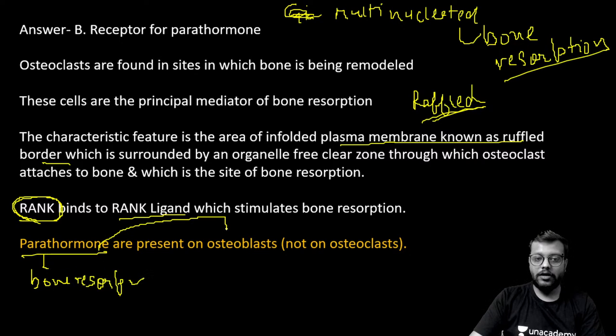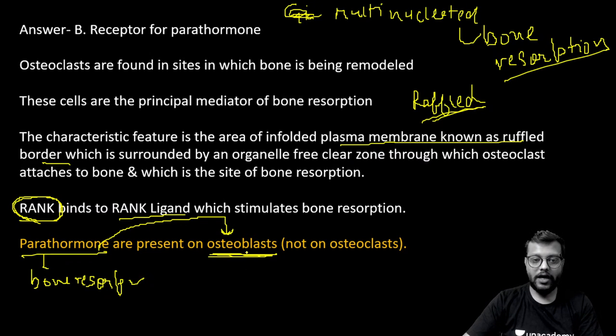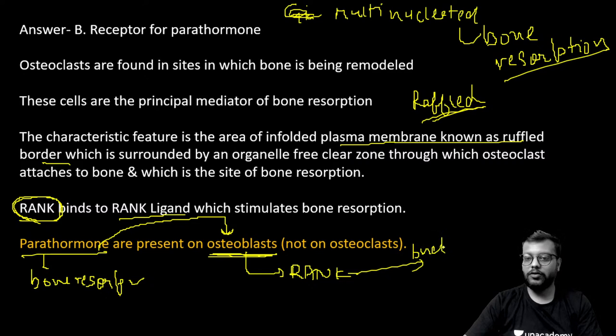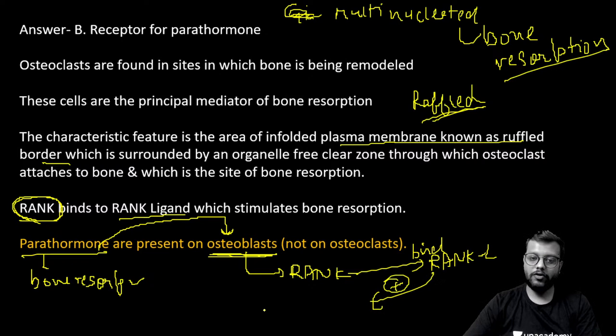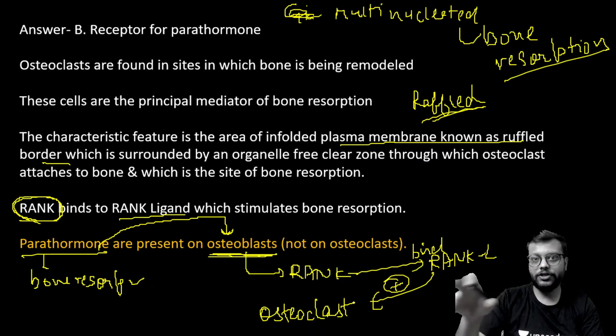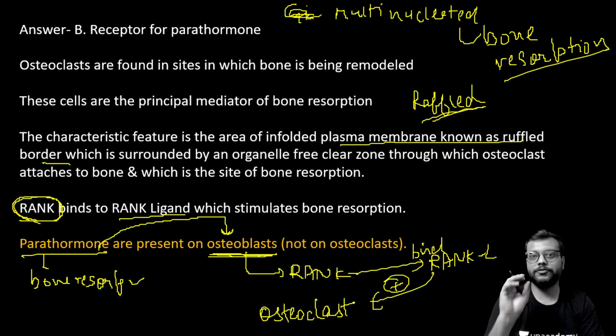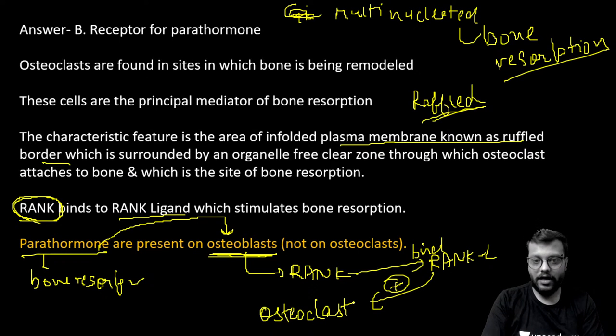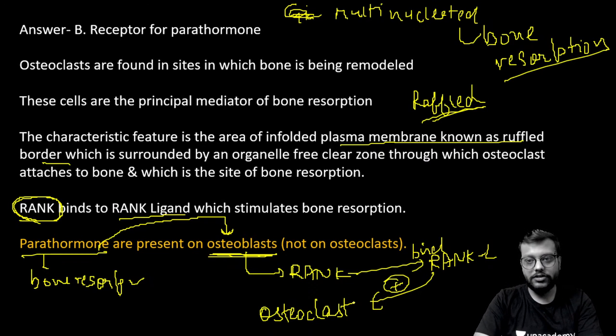its receptors are located on osteoblast, not osteoclast. And osteoblasts then activate this RANK, which binds on this RANK ligand, which activates the osteoclast. So parathormone does not cause bone resorption by directly activating the osteoclast. It has receptors on the osteoblast, which in turn activates the osteoclast for bone resorption using the RANK mechanism. So this is an important concept, just remember it.